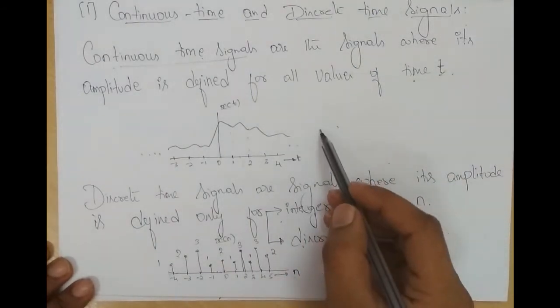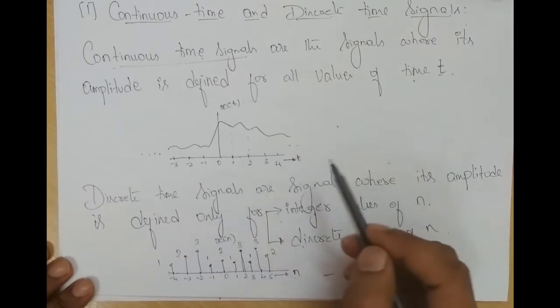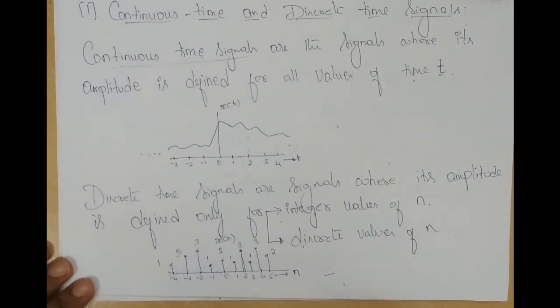So this is about continuous time and discrete time signals. What is a continuous time signal? Its amplitude is defined for all values of time, whereas for discrete time, its amplitude is defined only for discrete values of n, or its amplitude is defined for integer values of n.